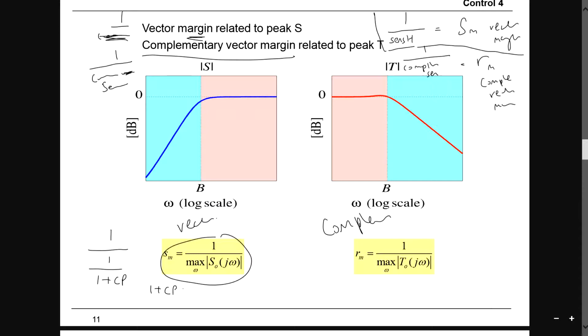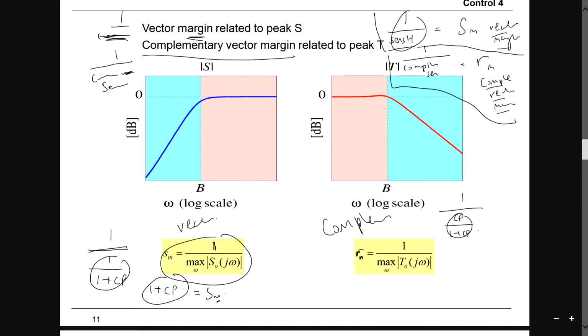And therefore, I just repeat again, 1 over the sensitivity function is equal to the vector margin. 1 over the complementary sensitivity function is equal to Rm. You call this the complementary vector margin. Or in other words, 1 over the sensitivity function is actually the vector margin, with an m subscript. Rm in this case is the complementary sensitivity function, which is T. 1 over T is equal to 1 plus Cp over Cp. So this thing is simply Rm.